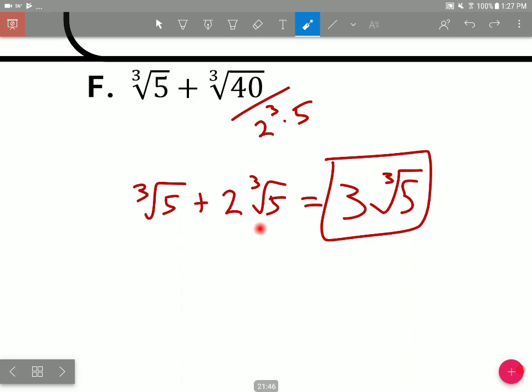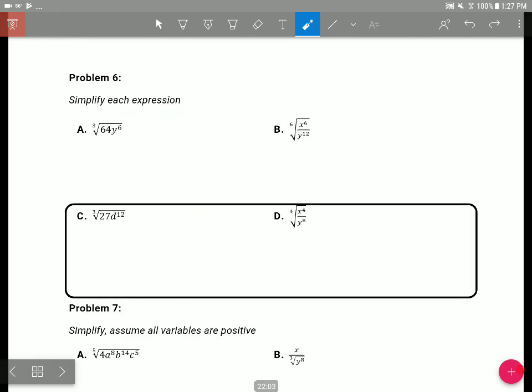I think we're just going fast is what it is. Then I add my coefficients. 2 plus 1 is 3. Cool. All right, any questions on this page at all? Anything you want to talk about? All right, next one gets a little bit easier.